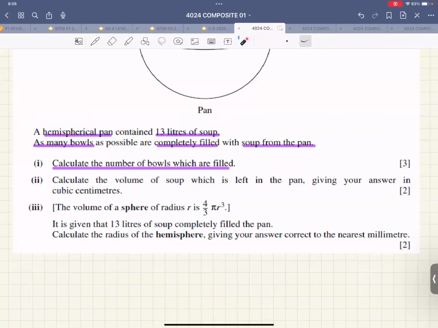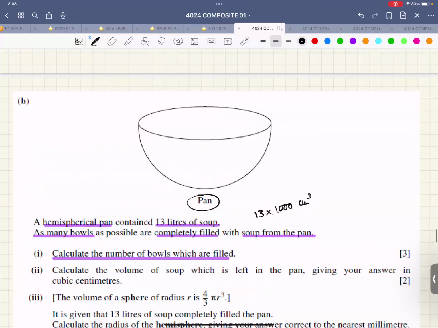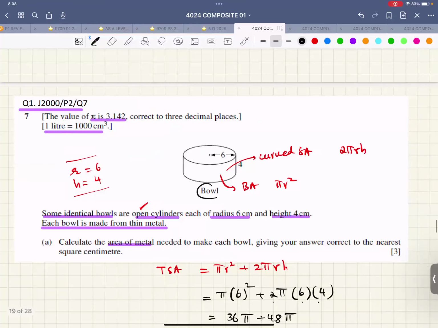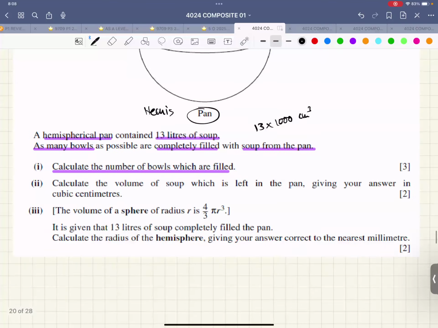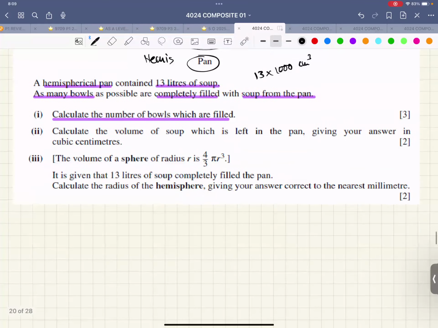The next one. A hemispherical bowl contains 13 liters of soup. That is 13 times 1000 centimeter cube of soup. This is a pan, that is a hemisphere. And this is a bowl, that is a cylinder. Now, what is it saying? It's saying calculate the number of bowls which are filled.